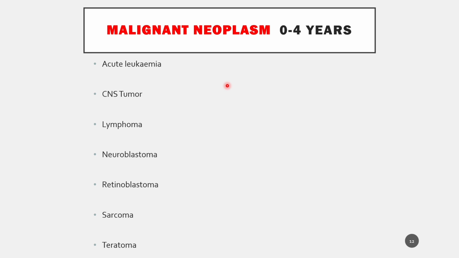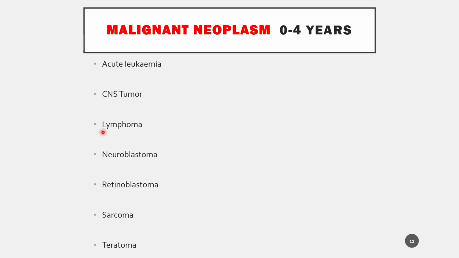All right. Now let's outline the malignant neoplasms in children. So it can be divided into three age groups. The first is the 0 to 4 year age group, in which the commonly seen malignant tumor is acute leukemia. That is the blood stem cell tumor. Means acute leukemia could be acute myeloid or acute lymphoid leukemia, in which there is more than 20% myeloblasts or lymphoblasts present in the peripheral blood smear.